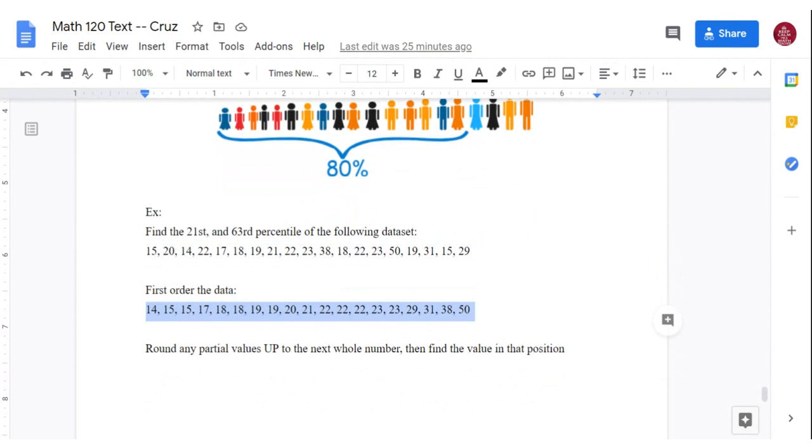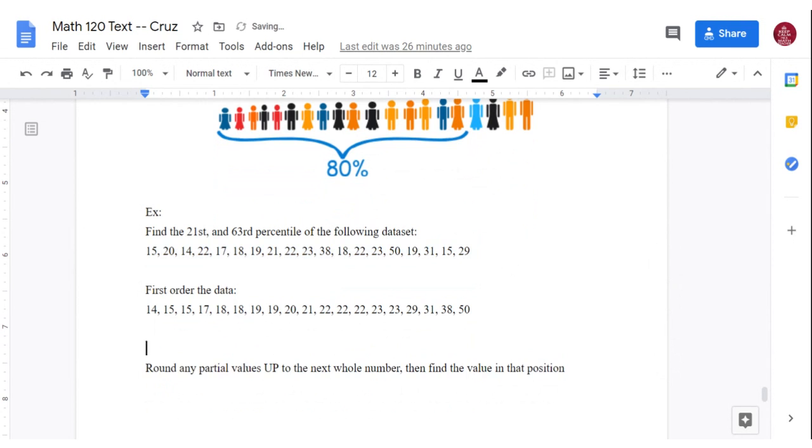All right, so here's the data we got. And to save time, I already sorted it for us, because that's usually the hardest part to do, and writing it down on the board is going to take even longer. This data right here is this data sorted. In order to find a specific percentile, we need to order the data from least to highest.